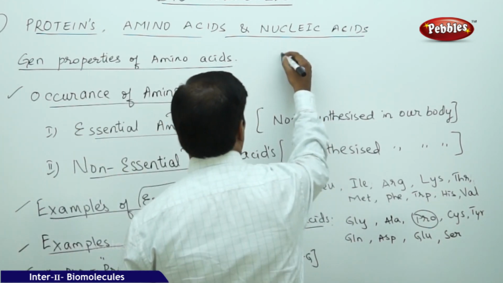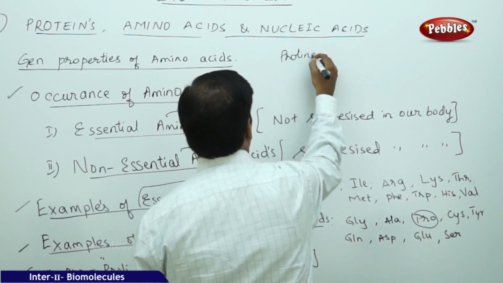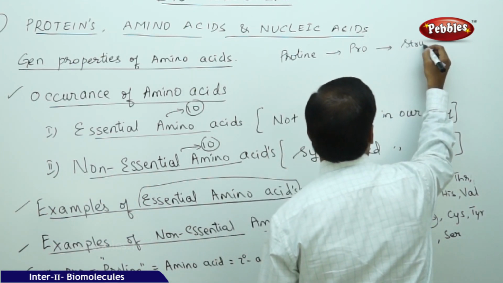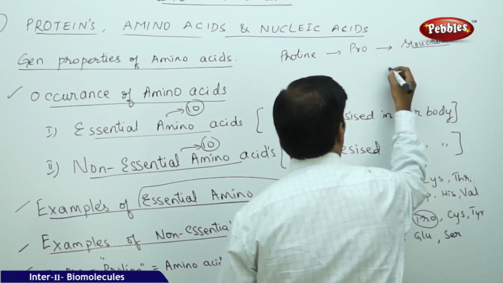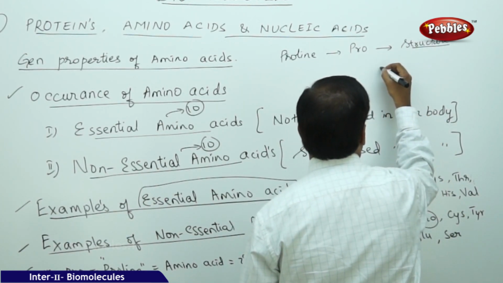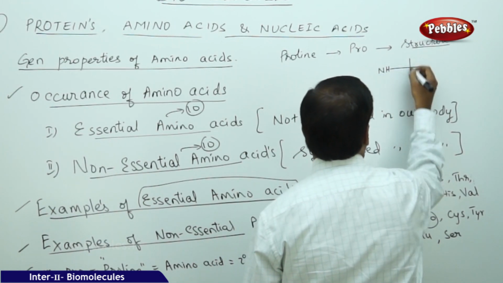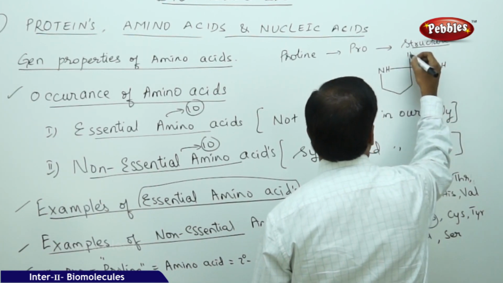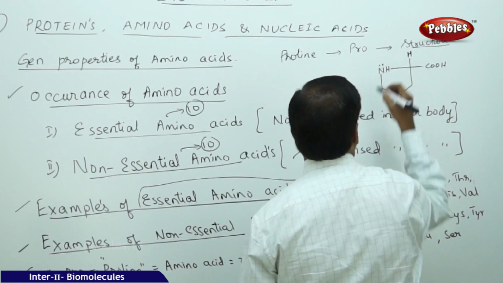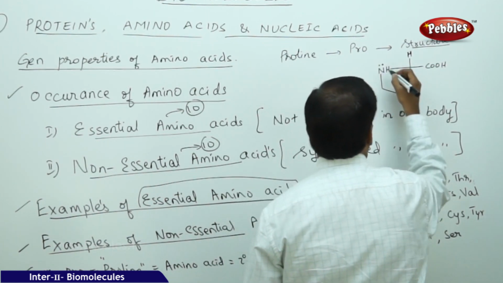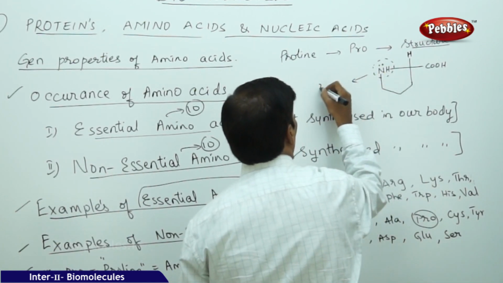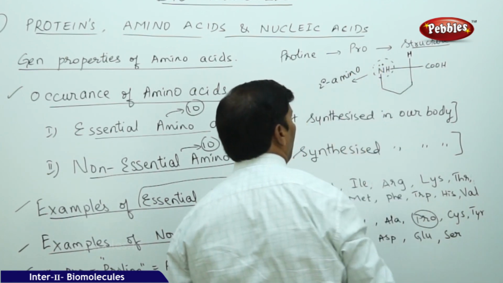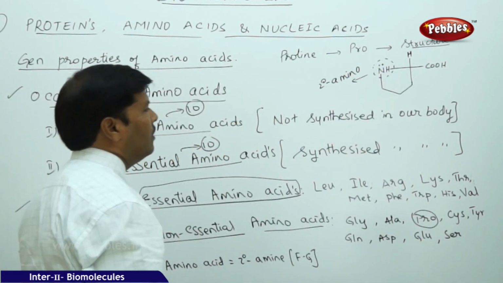What is the structure of proline? Proline has the genetic code PRO. In its structure you can take NH like this. This is the carboxylic acid, and here you have the secondary amino functional group. The rest of all the amino acids have a primary amine as the functional group.